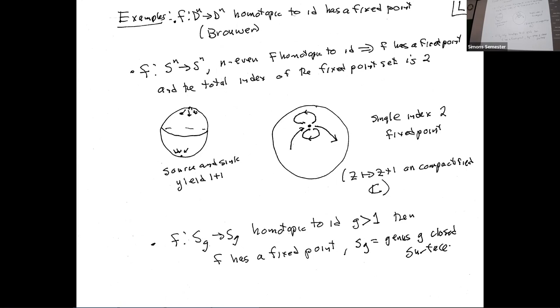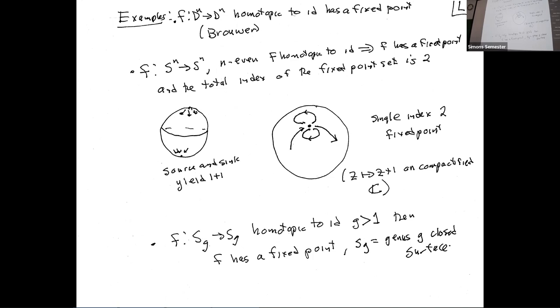This has Euler characteristic one, so there's a fixed point if you're homotopic to the identity. If you have a sphere and it's even dimensional, right? Odd dimensional spheres have zero Euler characteristic. If it's even dimensional, then you have a fixed point and the total index of the fixed point set is two.